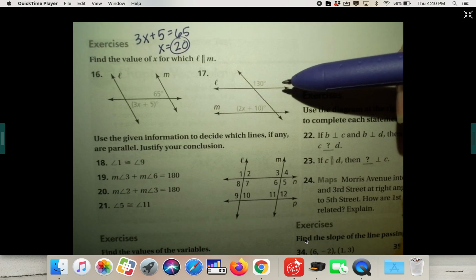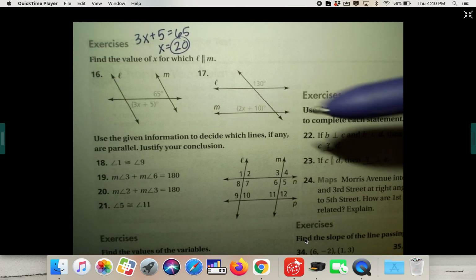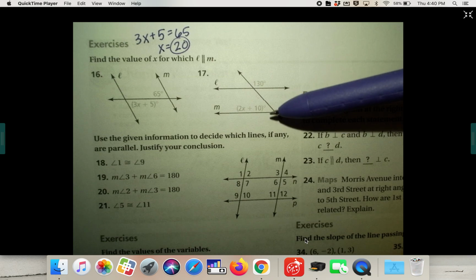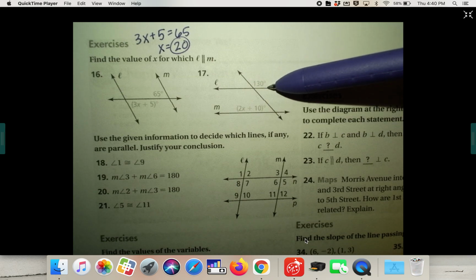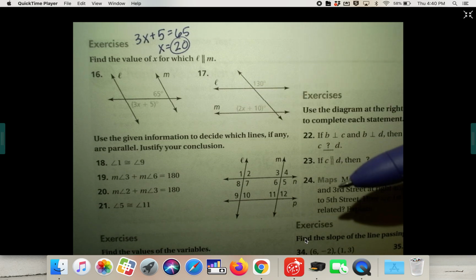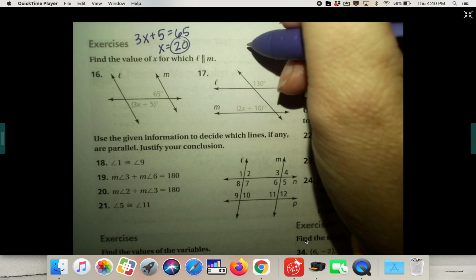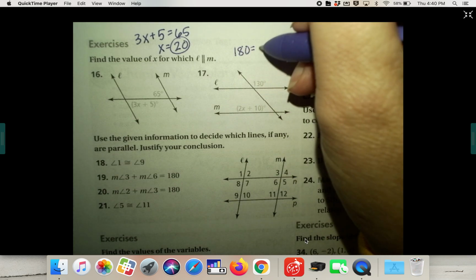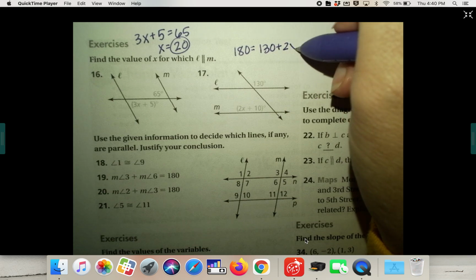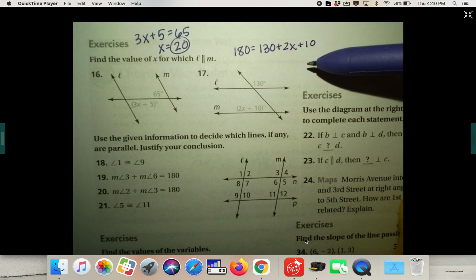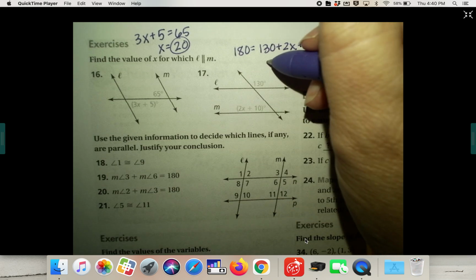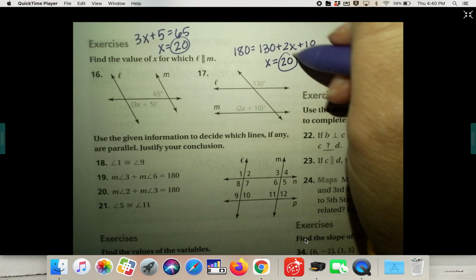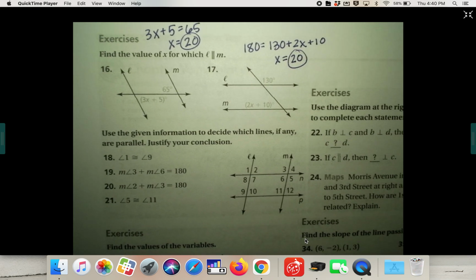All right, on number 17, these two are supplementary because this angle is the acute angle and this angle is the obtuse angle. So these two would be 130, and then this plus this would add up to 180. So these two add up to 180. So I would do 180 equals the 130 plus the 2x plus 10, and then combine like terms and solve your equation. And I got x equals 20 on this one as well. So let me know if you got some different answers than I did.